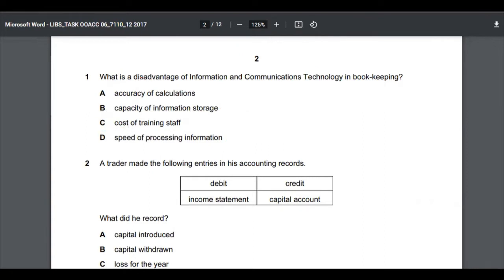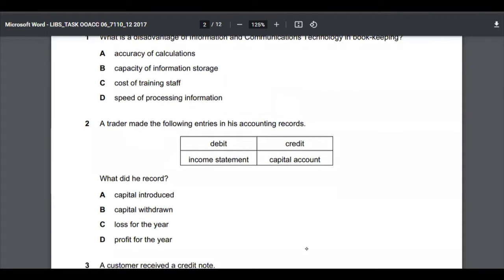Let's look at multiple choice 2. A trader made the following entries in his accounting records: debit income statement and credit capital account. What did he record? Capital introduced? No, if there was capital introduced, then the debit would be cash and credit capital account. So not option A. Capital withdrawn? No, that's more like an entry for drawings.